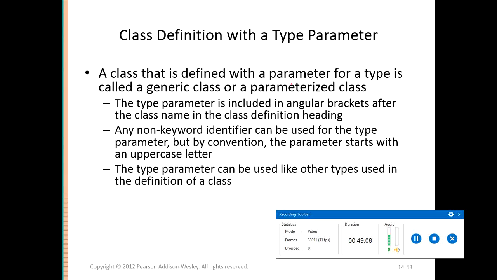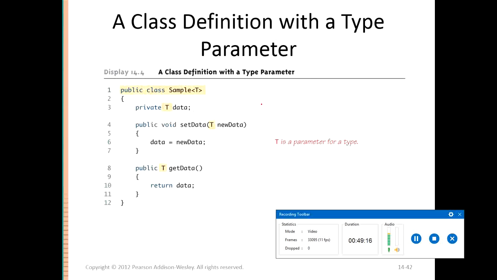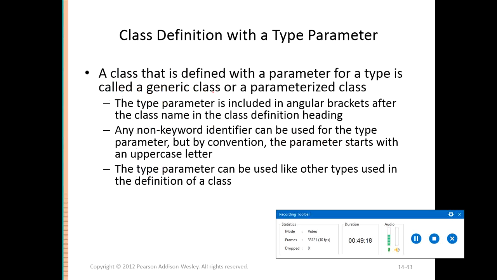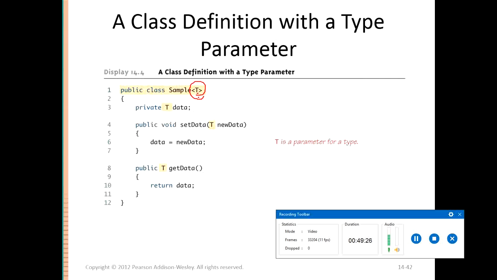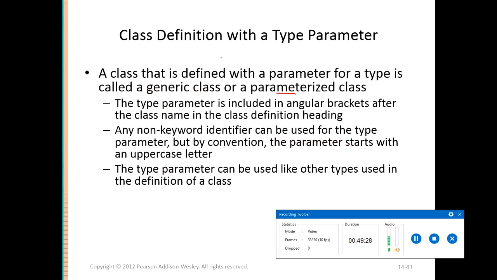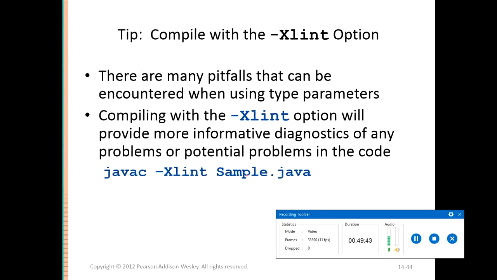So a class that is defined with a parameter for a type is called as the generic class, or it is called as the parameterized class. The type parameter is defined in the angular brackets after the class name. If I am defining a parameterized class, the parameter will be defined after the name of the class and in the angular brackets. Any non-keyword identifier can be used for the type parameter, but by convention, parameter starts with the uppercase letter. Type parameter can be used like other types used in the definition of the class.